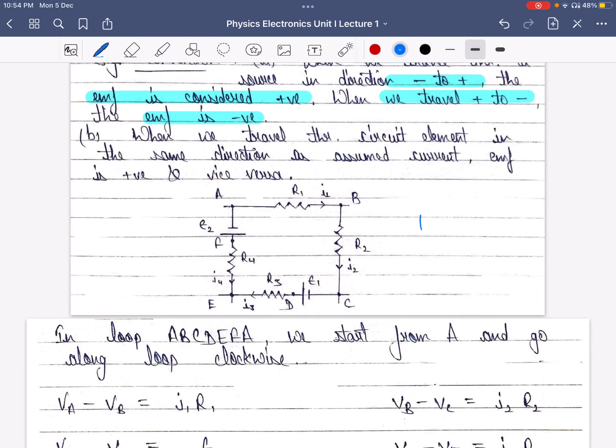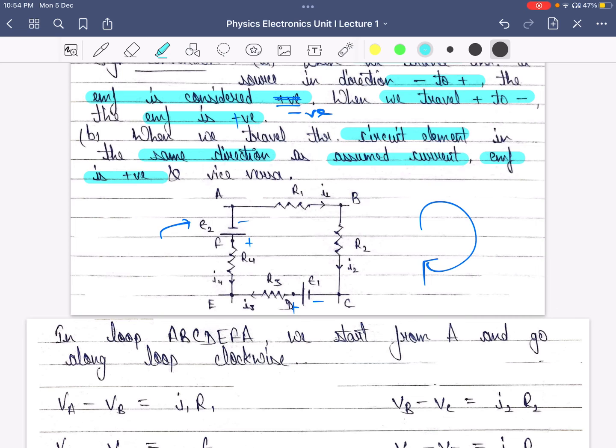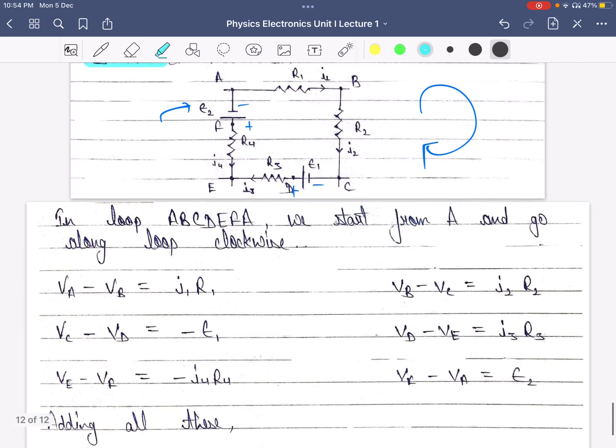For example, if we are traveling in clockwise direction, for EMF E1 we are traveling from negative to positive, that is from lower potential to higher potential, so it will be negative. As for E2, we are traveling from higher potential to lower potential, so it will be positive. As for the circuit element, if we are traveling in the same direction as the assumed current, the EMF will be positive and vice versa.